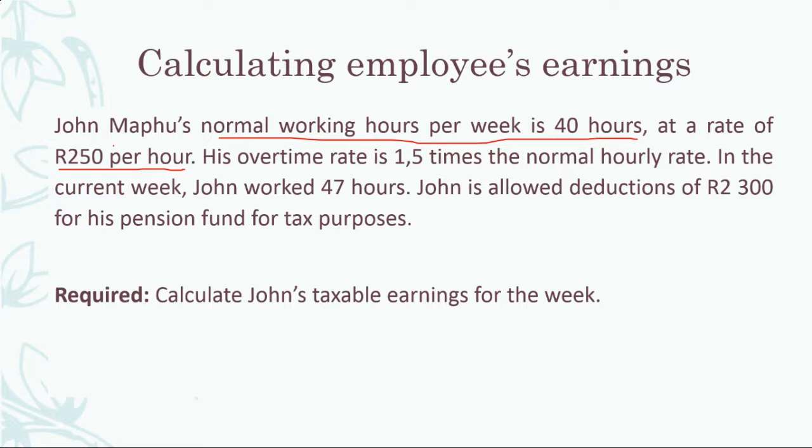Then secondly, you have to look at the fact that they worked overtime. They tell you the overtime rate is 1.5 times the normal hourly rate. So the 250 Rand multiplied by 1.5 gives you your overtime rate. But we worked a total of 47 hours. So how many hours did we work overtime? If we normally work 40 hours and we now worked 47 hours in this week, how many hours overtime have we worked?